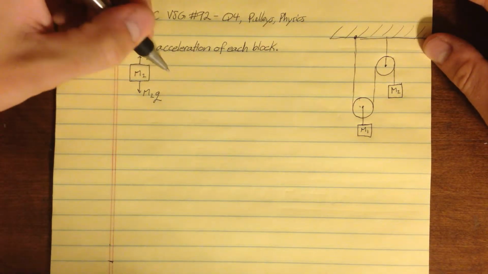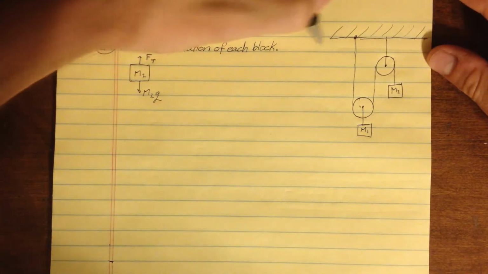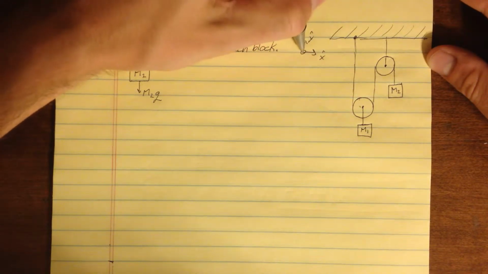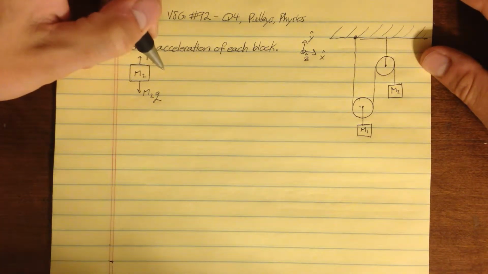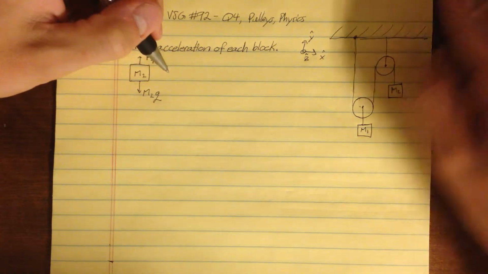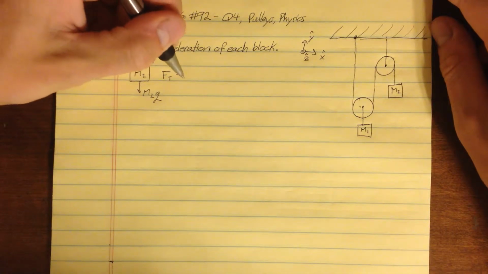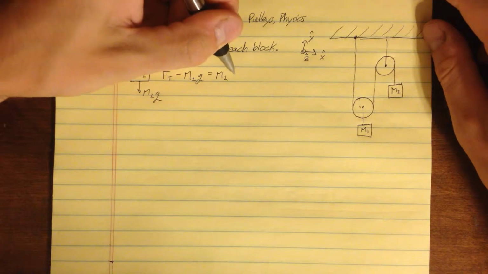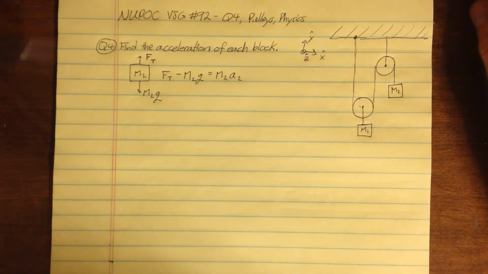Let's sum forces in the y direction here, and let's draw our coordinate system, y hat, x hat, z hat, so we don't get confused. If we assume that positive acceleration is in the upward direction, positive y hat, we'll have Ft minus M2g. Instead of equals 0, it equals M2a2, the acceleration of block 2 times the mass of block 2.